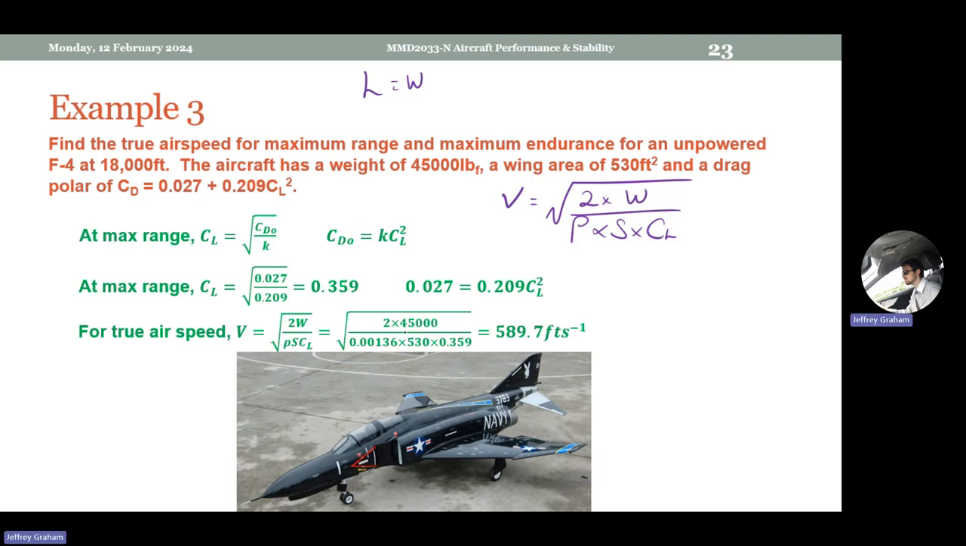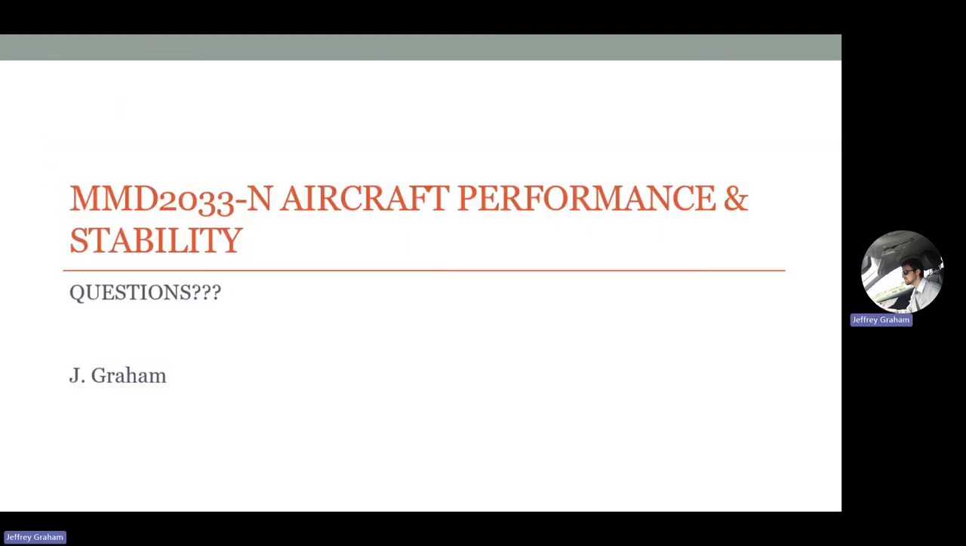Right, so 2 times the weight, density at 18,000 feet. Has to be in slugs per feet cubed because the units we're given are all pounds and feet. The area is 530. Just got the CL slotted in. All right, and there we are. That should end that session for climbing and descending.